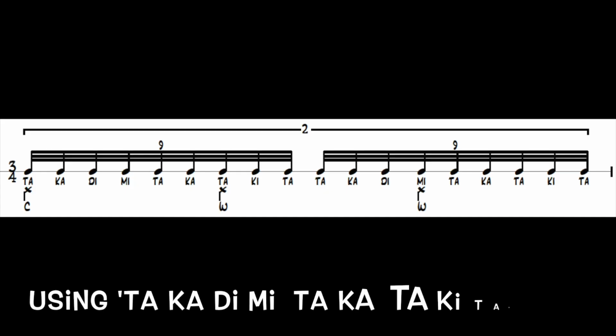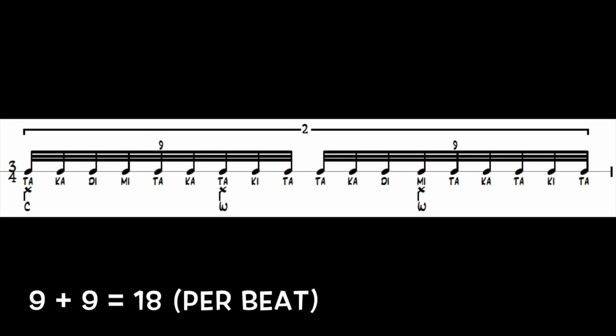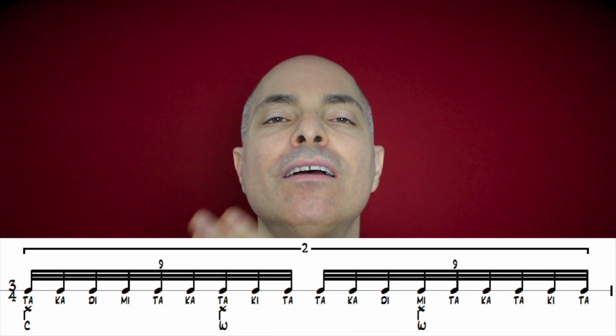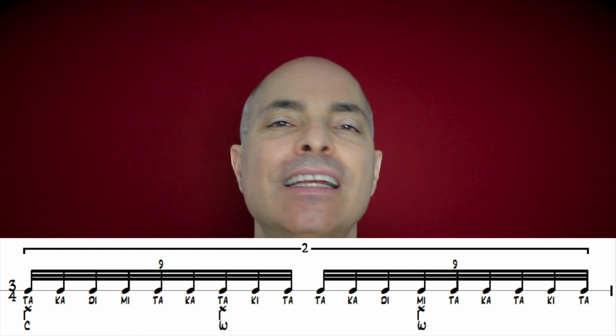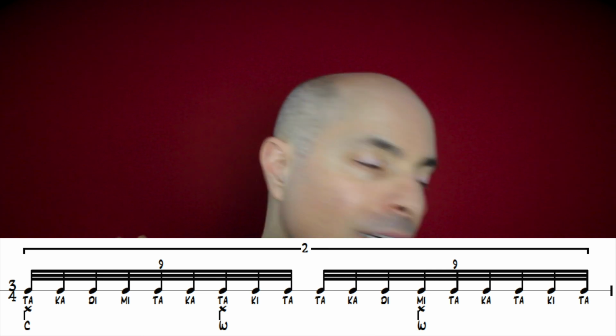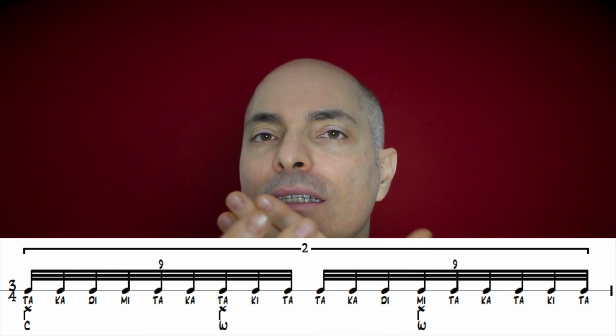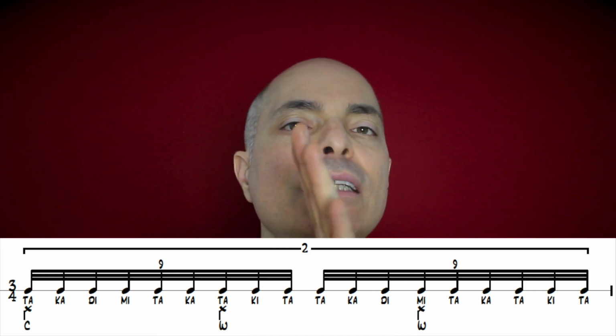And lastly, we will have a nested tuplet of 9, which means that we'll have a subdivision of 18 between each beat. But because we are going to divide the 18s into groups of 3, we will get a simple sextuplet between each beat. 1, 2, start. Taka dibi taka takita, taka dibi taka takita, ta.